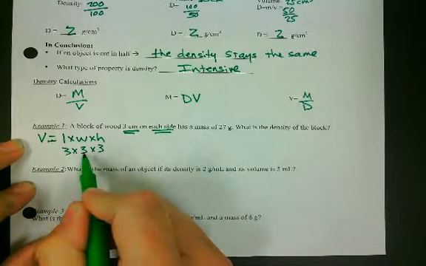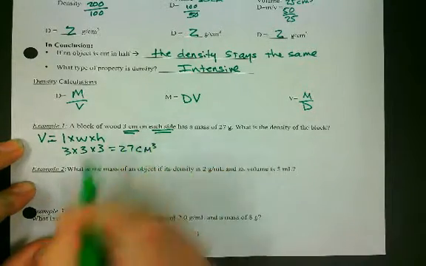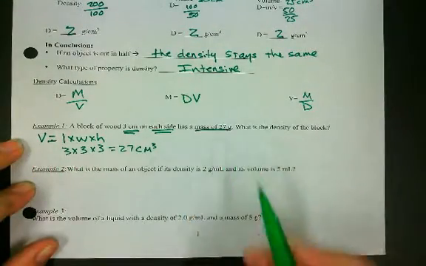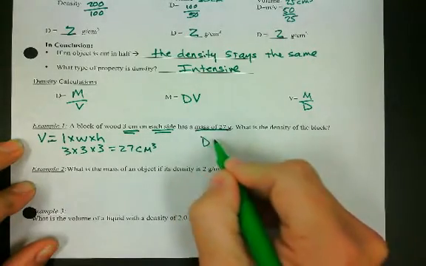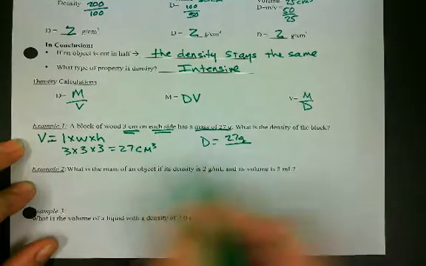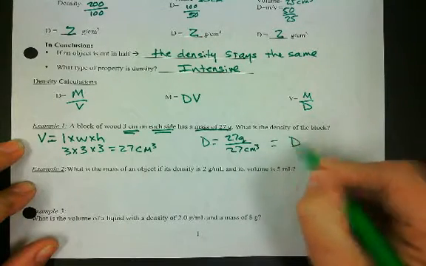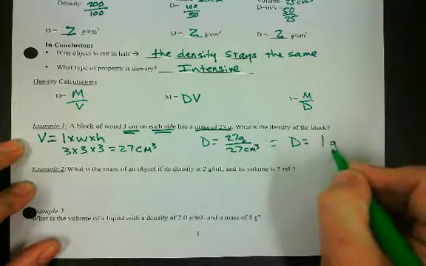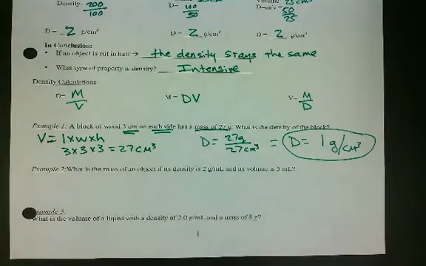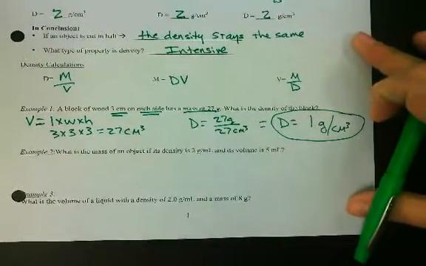If we calculate that, 3 times 3 is 9, 9 times 3 is 27, and it's going to be cubic centimeters, because we did that 3 times for the 3 sides. So that's our volume. Our mass is 27 grams. We know our formula is D equals M over V, so our mass, 27 grams, divided by our volume, 27 cubic centimeters, gives us a density of 1 gram per cubic centimeter. Okay? Remember, if you're doing a lot of math, make sure you circle your answer so I can figure out what it is.